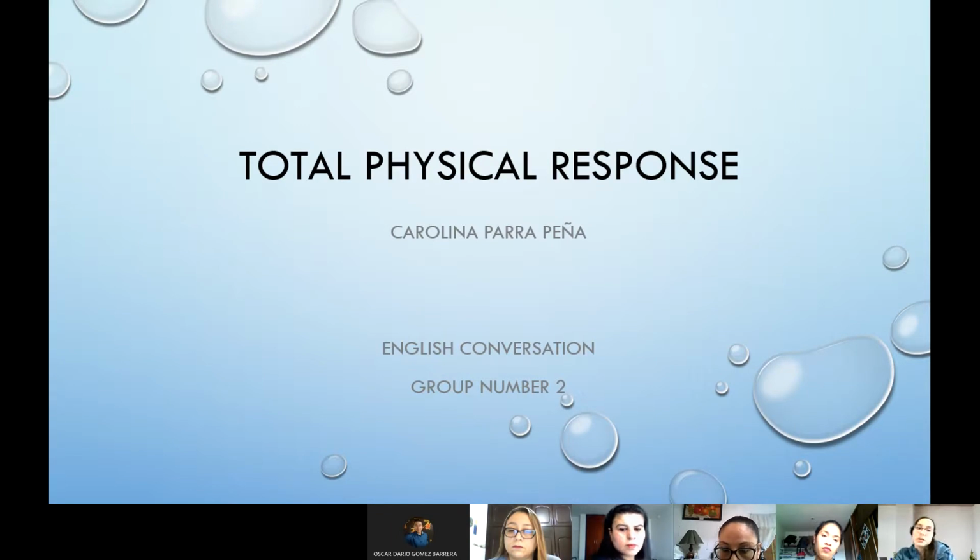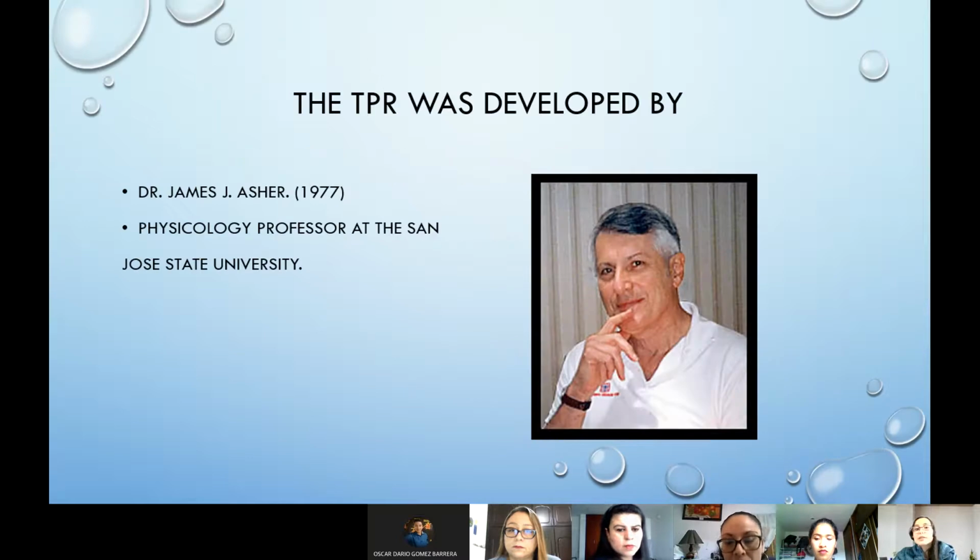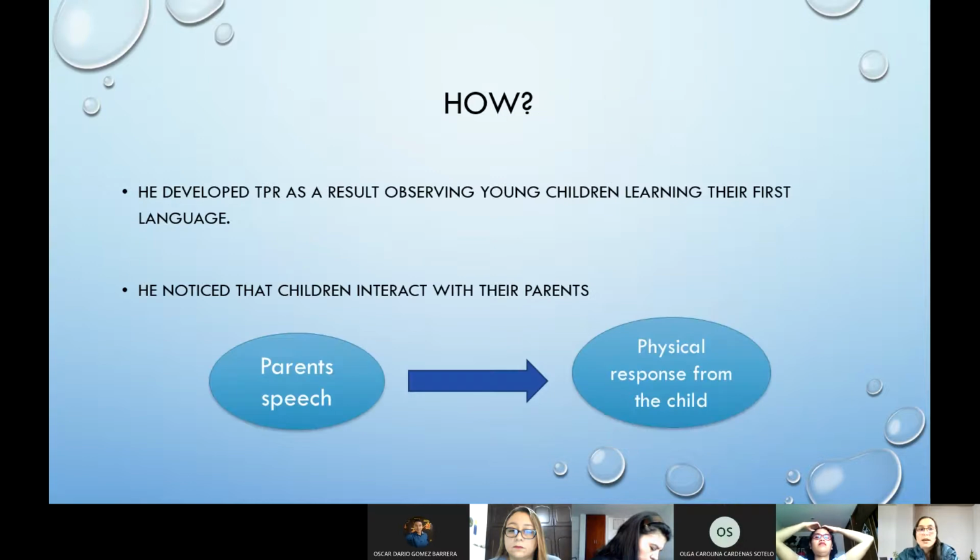Today, I'm going to talk about the total physical response. The total physical response was developed by Dr. James J. Asher in 1977. He was a psychology professor at San Jose State University. He developed the total physical response as a result of observing young children learning their first language.